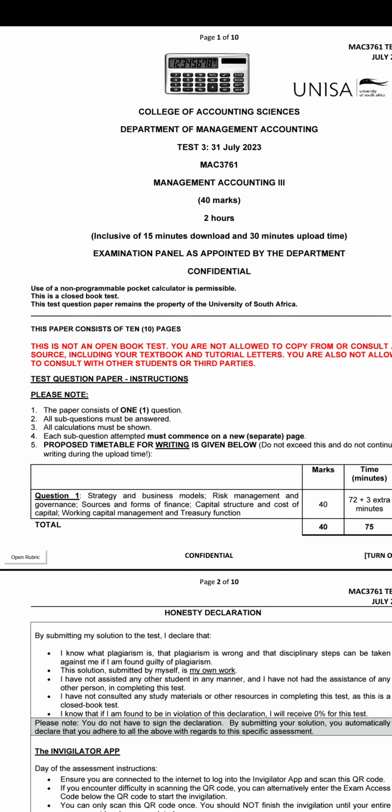So first things first, the paper is out of 40 marks, right? That's important because remember, I would have told you guys that your benchmark is 1.5 marks per minute. Meaning, guys, you should be finishing this paper in an hour, right? So what is 40 times 1.5? It's 60, right? So 60 minutes is what it should take you to do this paper.